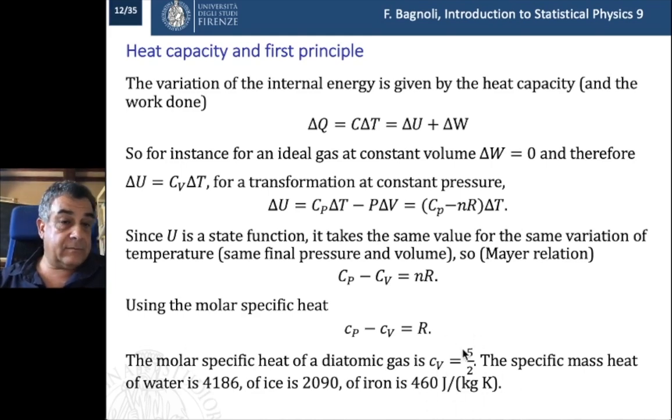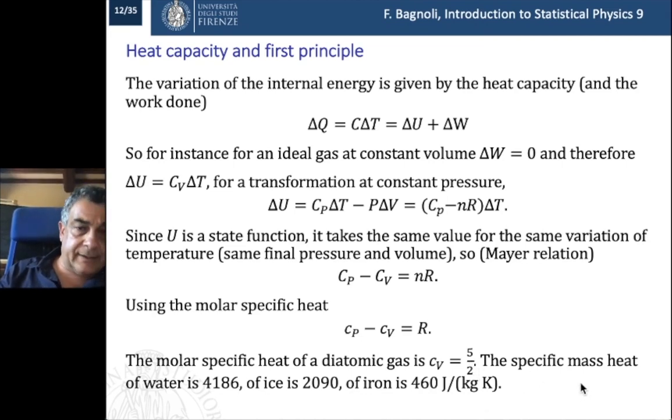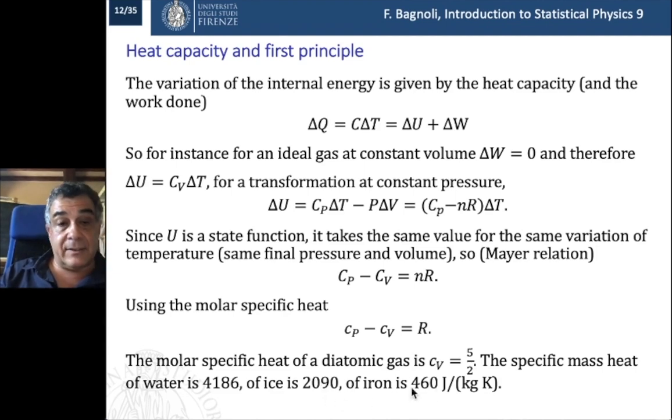Another consequence that comes from statistical mechanics is that the specific heat of a diatomic gas is 5/2, and clearly from here one can compute the specific heat at constant pressure, which is 7/2, and other quantities. Another interesting quantity is the specific heat per unit of mass of water, which is essentially the definition of calories, so it is 4,000, etc. That of ice is less than this, and that of iron is even less.